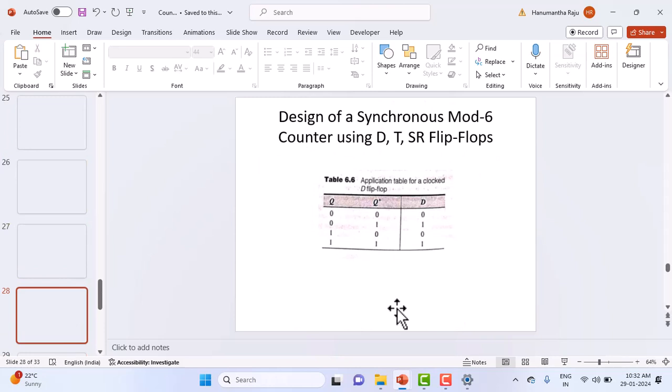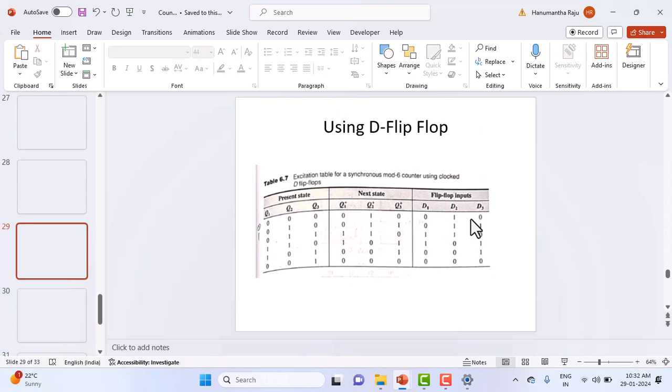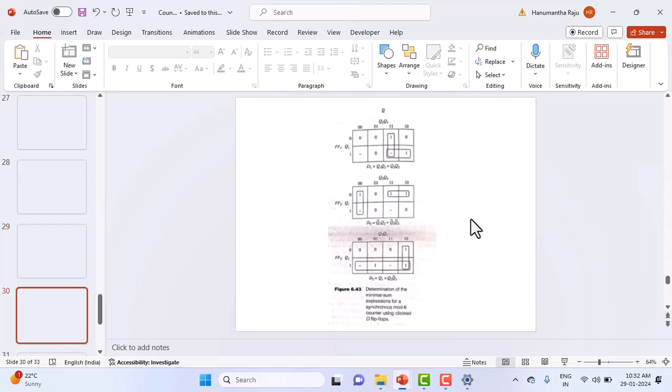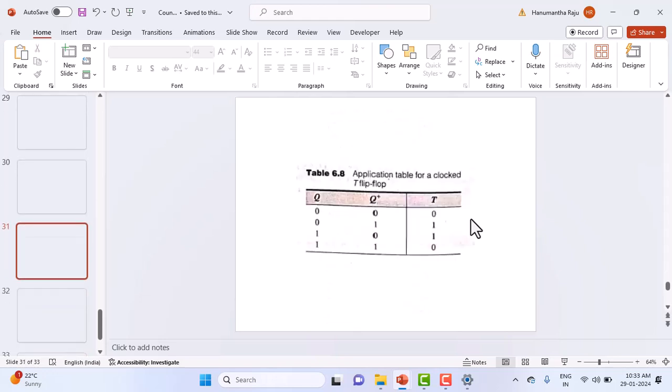This is the application table for the D flip-flop. Given the present state 0 and next state 0, the D input required is 0. Present state is 0, next state is 1, the D input required is 1. Based on this, you can write the excitation table. Present state is 0, next state is 0, D1 required is 0. You see the previous table and you can arrive at this. These two you can easily construct. Once you have done that, you can use K-map and arrive at Boolean equations, then write the logical network for that. A similar thing you can do for the T flip-flop.